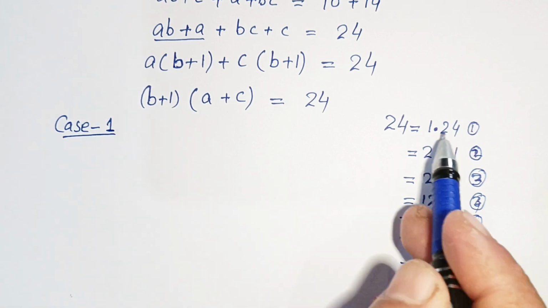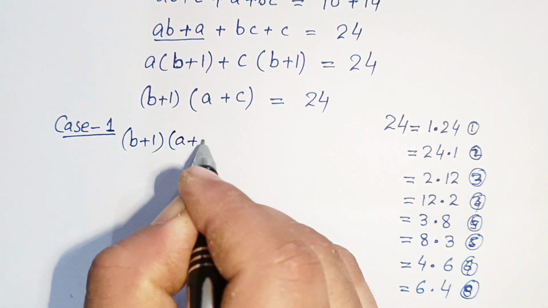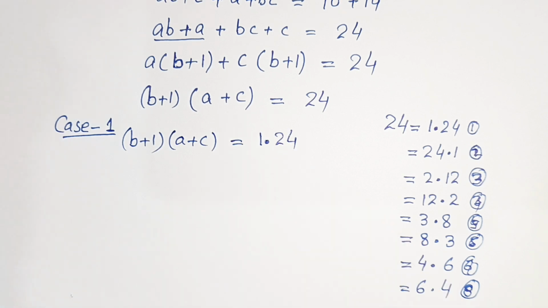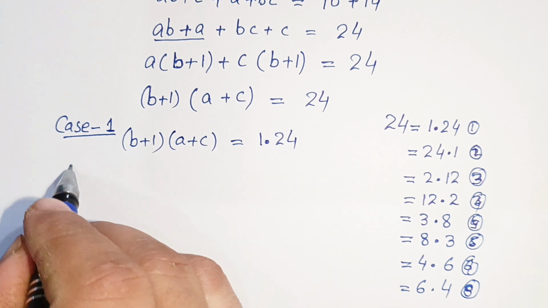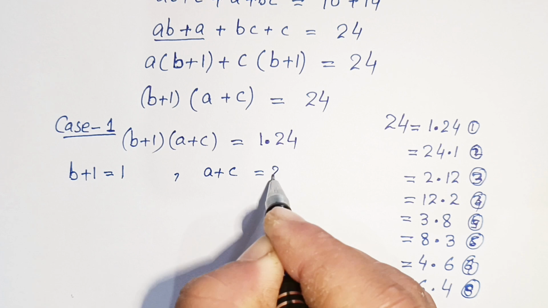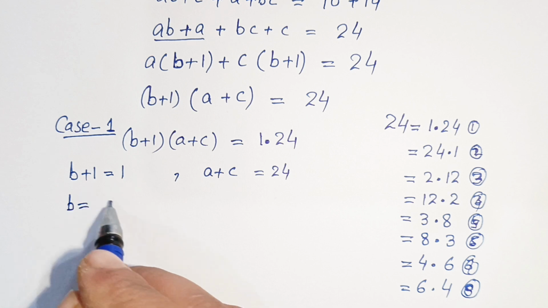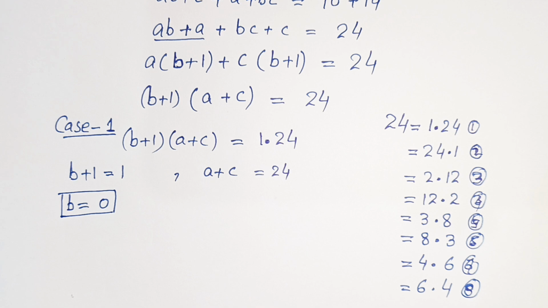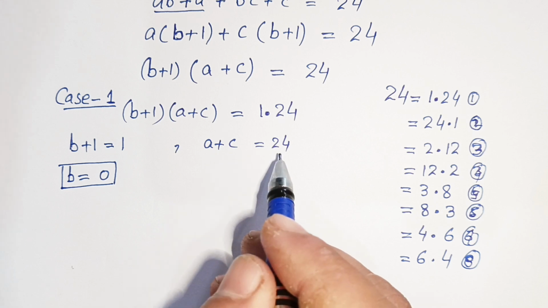So our case 1 is 1 times 24. Now b plus 1 times a plus c is equal to 1 times 24. By system of equations, this factor is equal to 1 and this one is equal to 24. So b plus 1 is equal to 1. Here a plus c is equal to 24. Now here we have the value of b is 1 minus 1, which is 0. So we get the value of b is 0. Now here we have a plus c is equal to 24.